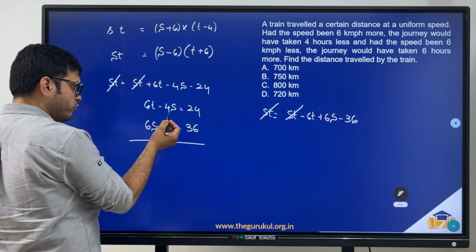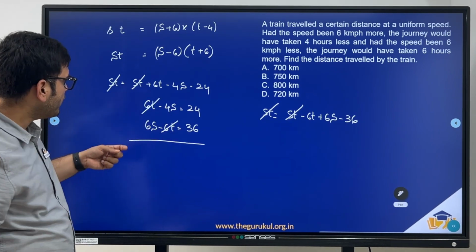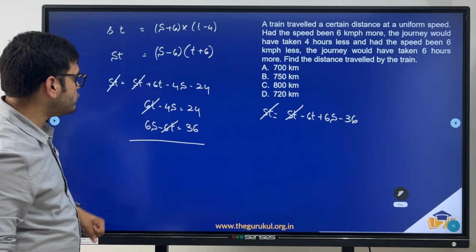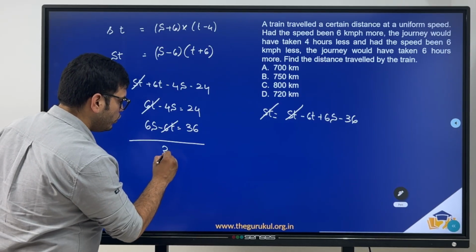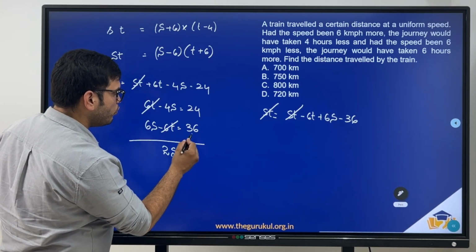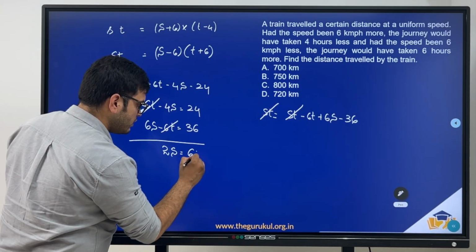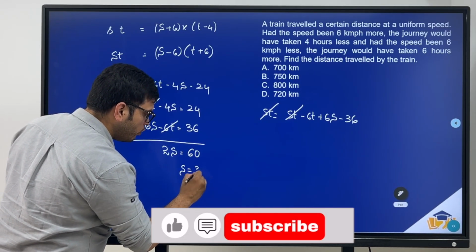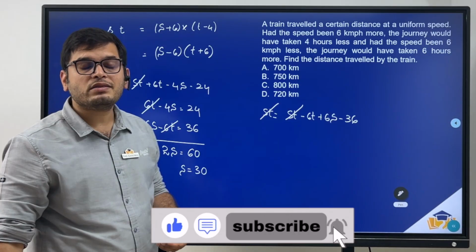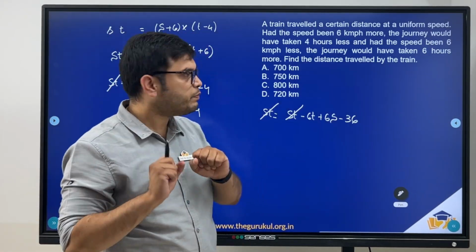Now let us add these two. So these two will get cancelled, right? So 6s minus 4s, 2s is equal to 24 plus 36, 60, or s is equal to 30. So the speed is 30 kmph, the usual speed, right?